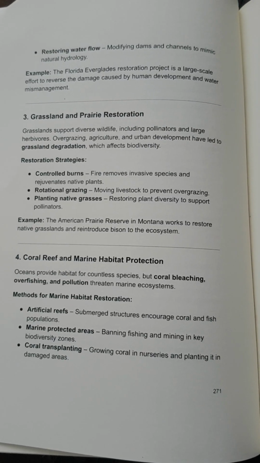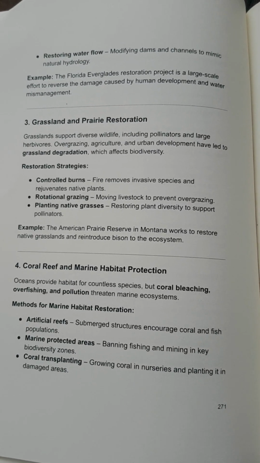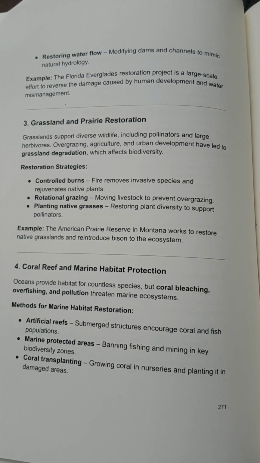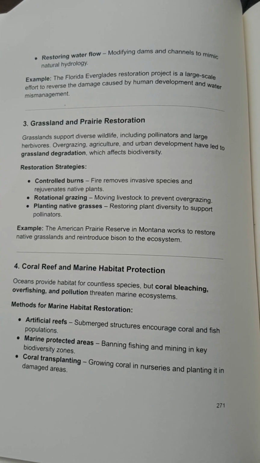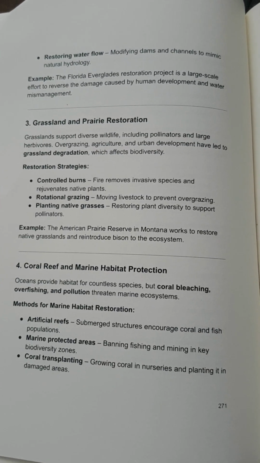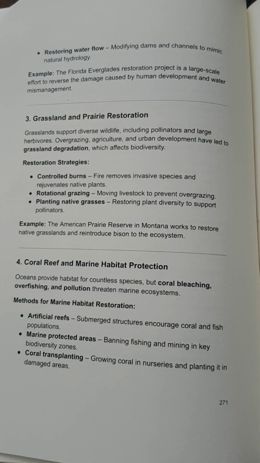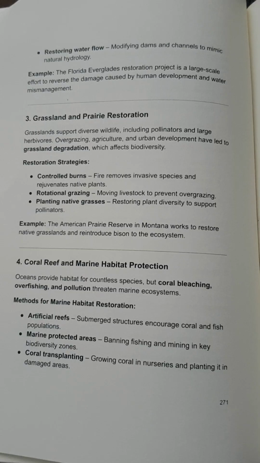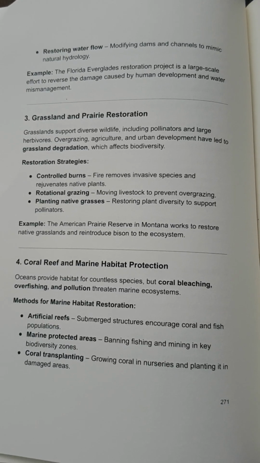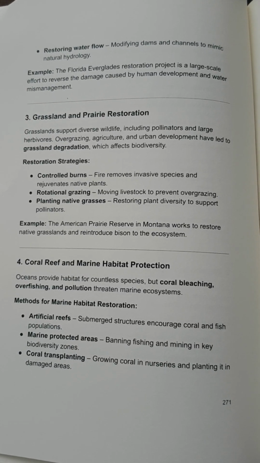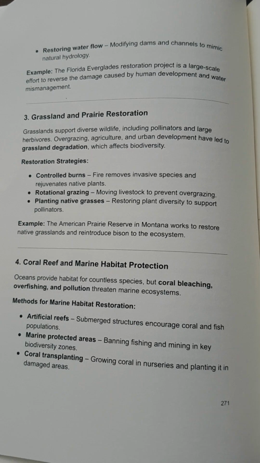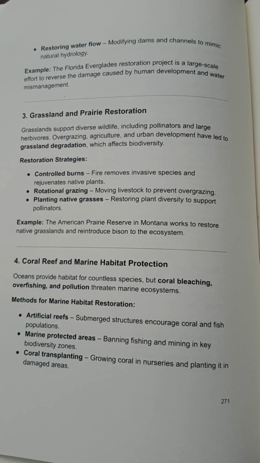Grassland and prairie restoration. Grasslands support diverse wildlife, including pollinators and large herbivores. Overgrazing, agriculture, and urban development have led to grassland degradation, which affects biodiversity. Restoration strategies. Controlled burns. Fire removes invasive species and rejuvenates native plants.